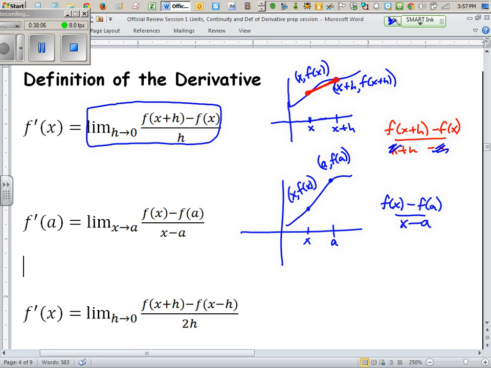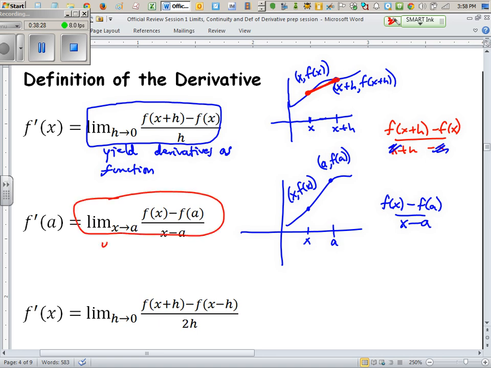So it's not quite the same thing. The first one gives us expressions. So this will yield derivative functions. It yields derivatives as functions. You know, like 2x squared plus 5. This one will give you numbers. It yields slopes at a. So same idea. The second one is often used if you want to find like the slope at 4 or something. A would be 4.